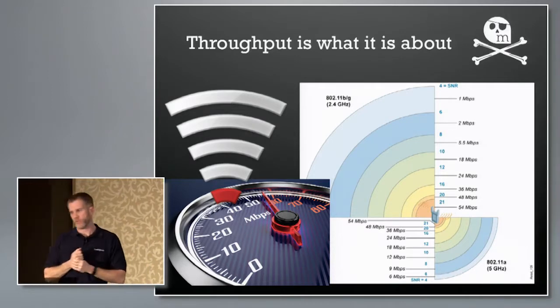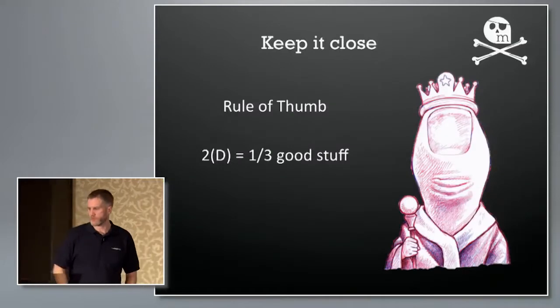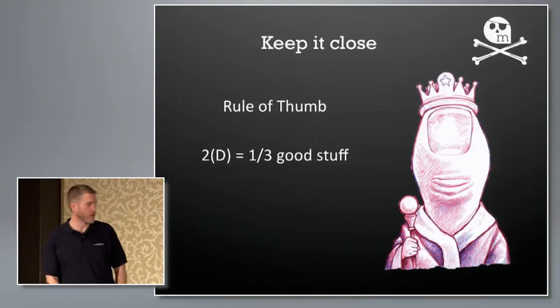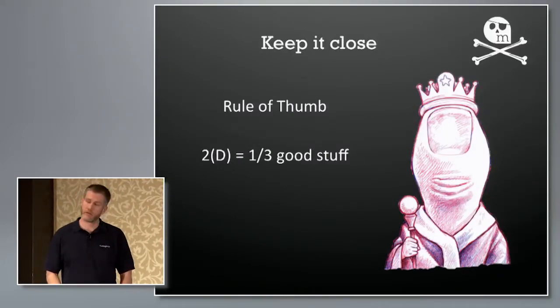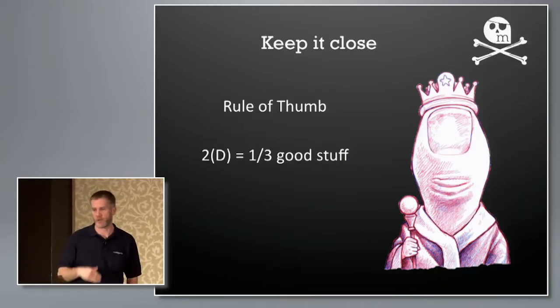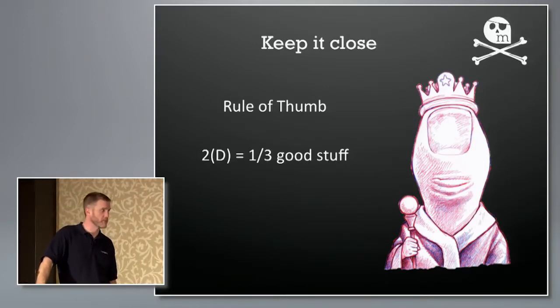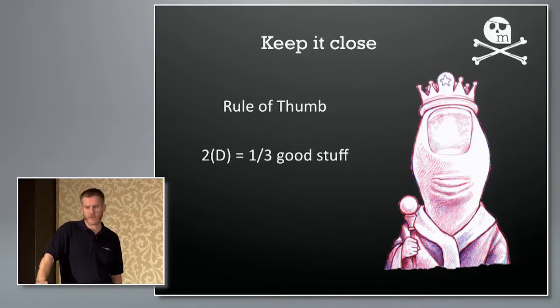And what happens though with Wi-Fi is that as you get farther away, the worse your throughput becomes. So you double the distance away from it. Every time you double the distance away, your throughput goes down by a third. That's a general rule of thumb for looking at it.